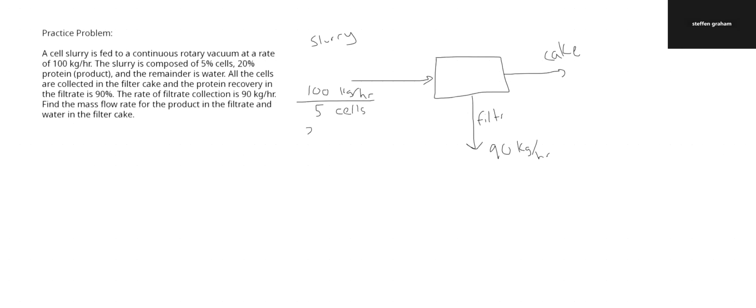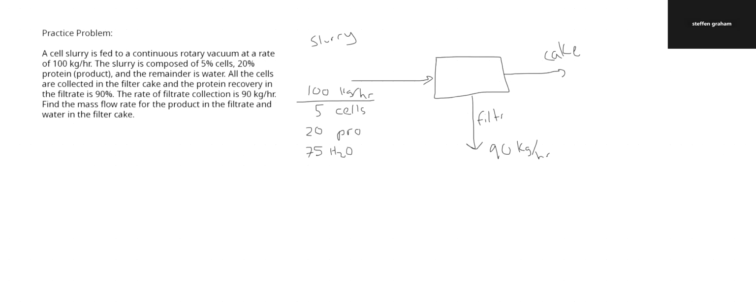20% is the protein. So 20% of 100, 20. I'm just going to call this pro, but remember those units are kilograms per hour. And the remainder is water. So that means 75 kilograms per hour is water over here.